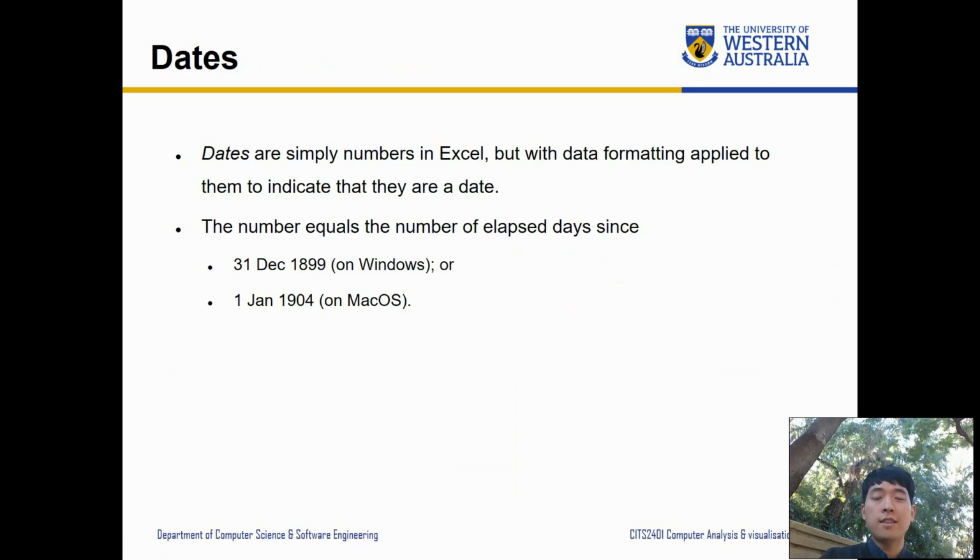Okay, so the last thing we're going to look at in this video is dates. Dates are simply numbers in Excel, but with data formatting applied to them to indicate that they are dates. Do note that the very beginning of the date for Windows starts from 1899, December the 31st, or if you're on a Mac OS, it starts from 1904, January the 1st. So dates before that, Excel doesn't recognize.